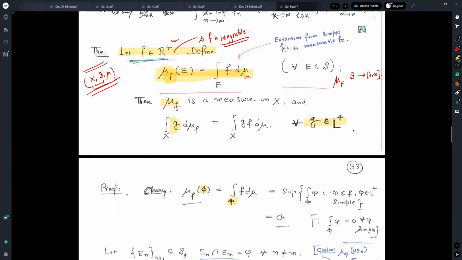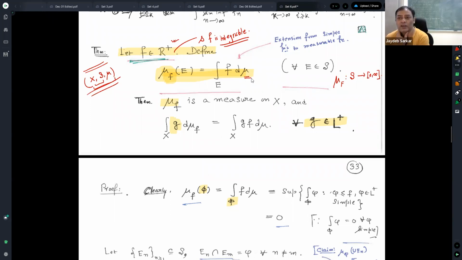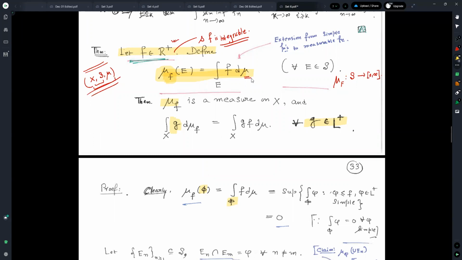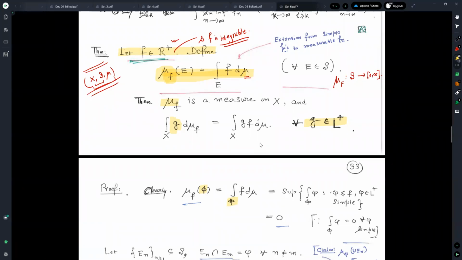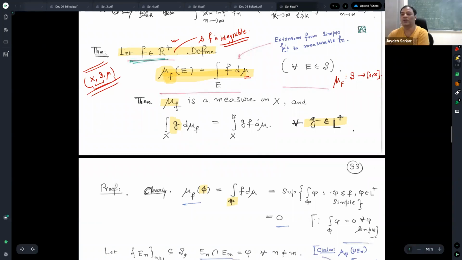Sir, this theorem means if f belongs to R plus and we are defining mu f of E equal to the integral over E of f d mu. I want to ask, can we interpret this definition from distribution theory? Distribution in the sense of PDE? Yes, sir. Yes, these are related, but we'll not talk about this today.